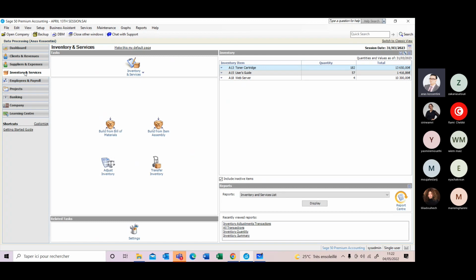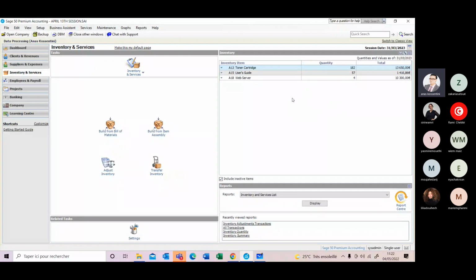So I'm going to the inventory and services module there. And I would like to adjust this inventory. For example, how many units do we have, for example, at March 31st of A13? If you look at the dashboard, you will find that the quantity on hand is 182. Okay, 182 units. Imagine that we prepare the financial statements at March 31st. What shall we do? We have to do the physical count.